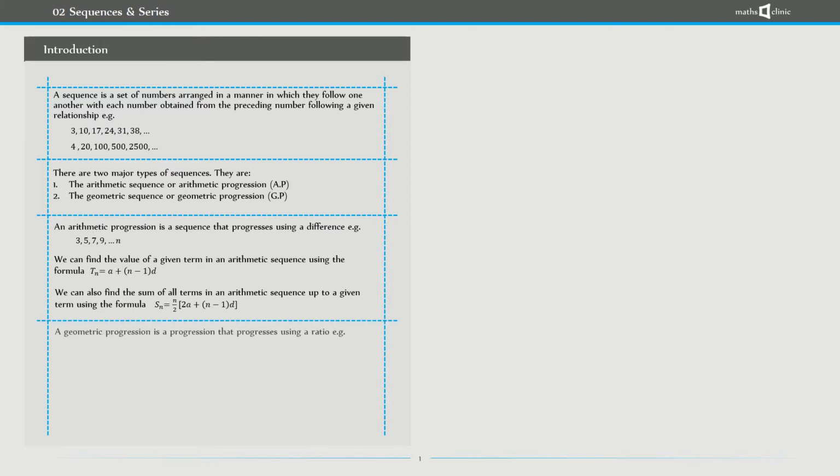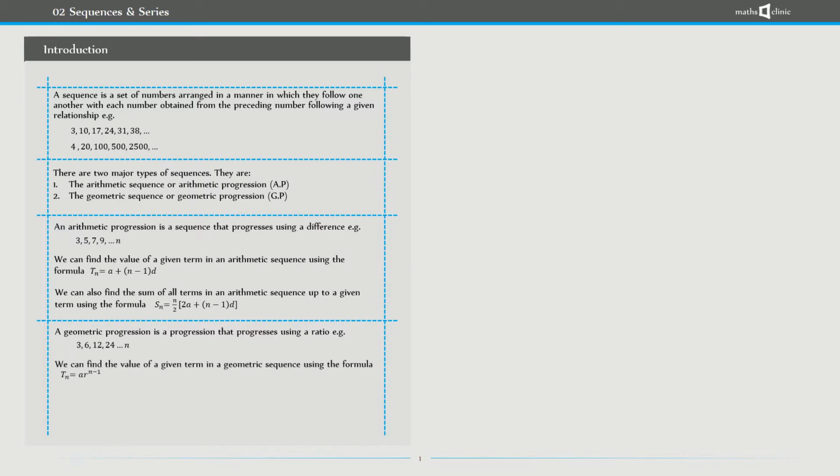And let's talk now about geometric progressions. Now, a geometric progression is a progression that progresses using a ratio, okay. So an arithmetic progression progresses using a difference. A geometric progression progresses using a ratio, okay, using a multiplier. All right, and basically we have something like 3, 6, 12, 24, and so on. What we have here is a geometric progression progressing with a ratio of 2, okay. So we start off with 3 and we multiply by 2 to get 6, we multiply by 2 to get 12, we multiply by 2 to get 24, and so on.